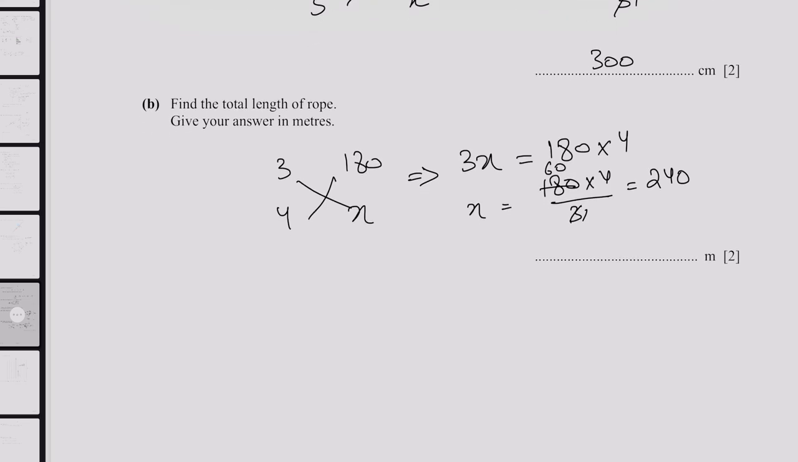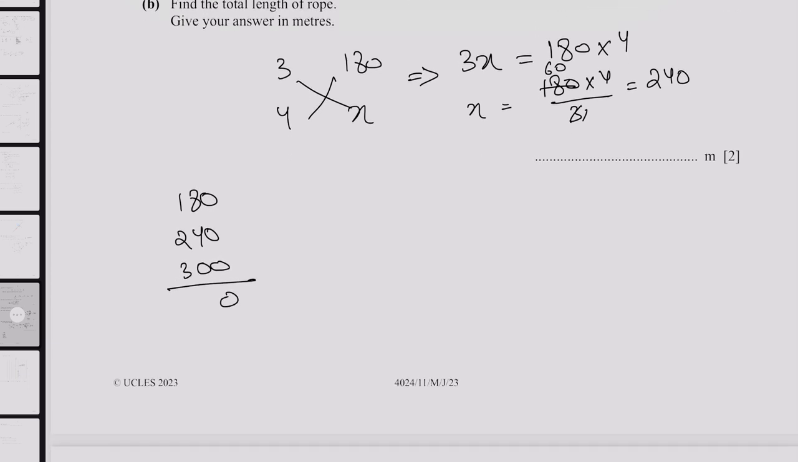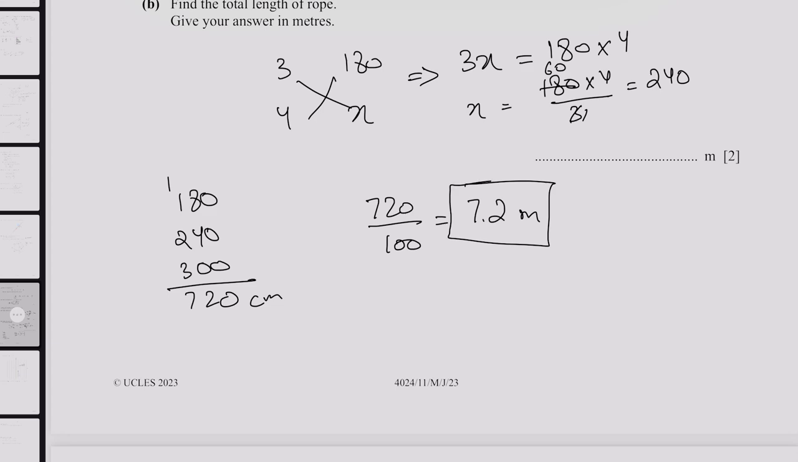So the shortest is 180, then we have 240, and then we have 300. So the total is 720. This is in centimeters. If I divide 720 by 100, this equals 7.2 meters. So this is going to be my answer.